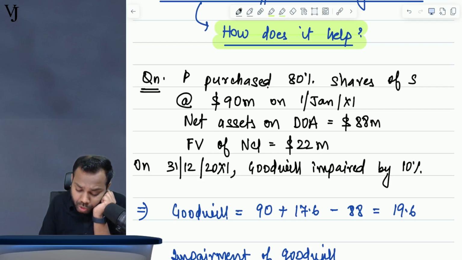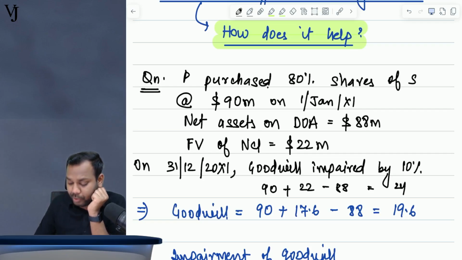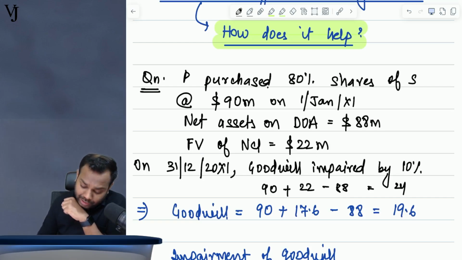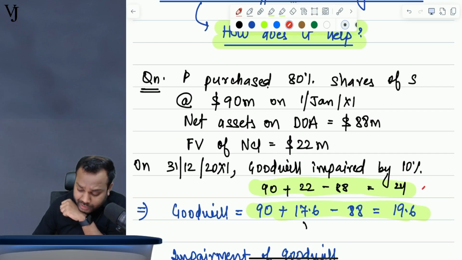So my correct goodwill should be 90 plus 22 minus 88. How much is it? 90 plus 22 minus 88 is 24. But what a student has done, he took 90 plus the proportionate share of net assets, that is 20%. But this is wrong. Minus 88 is equal to 19.6. So this is the correct goodwill, and this is the wrong goodwill. So let me write here, this is correct, this is wrong.